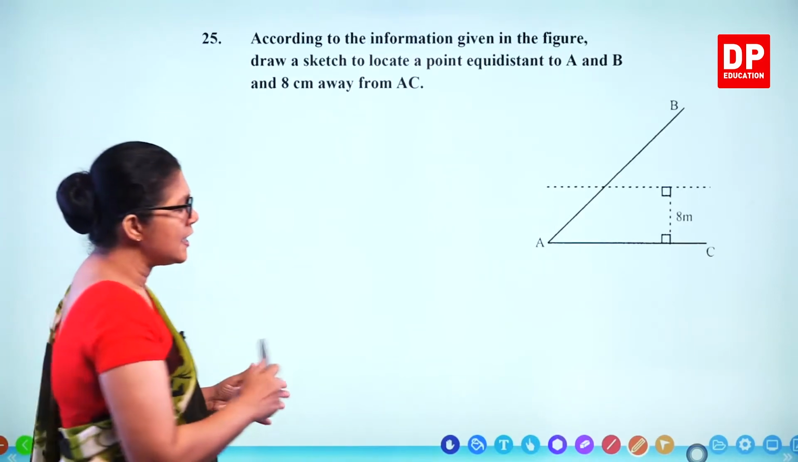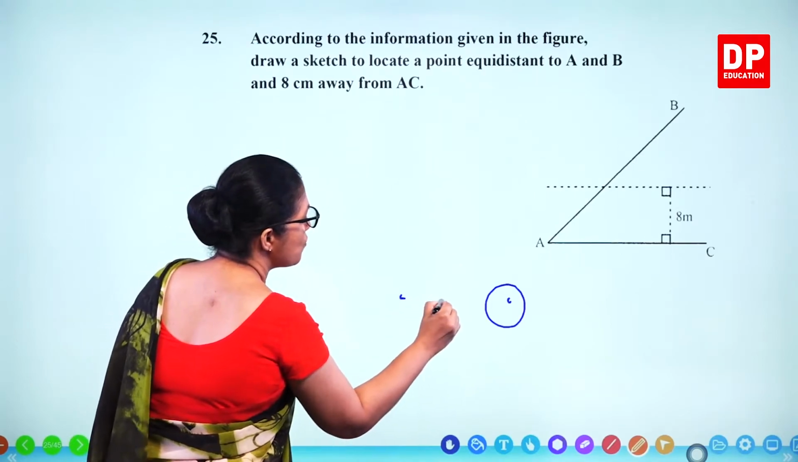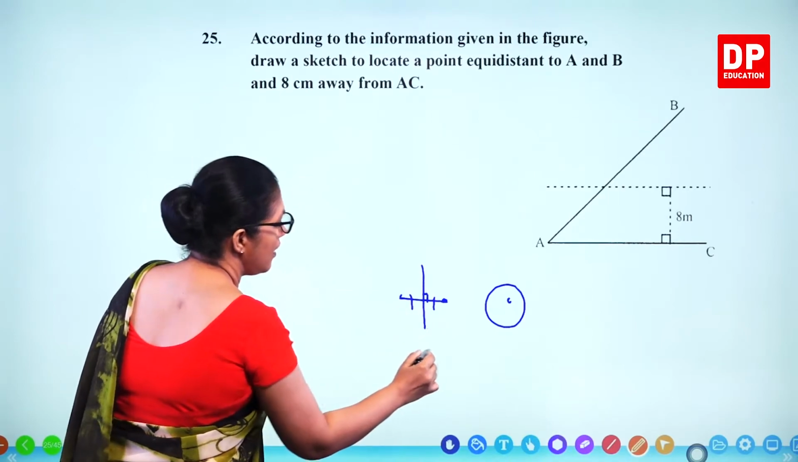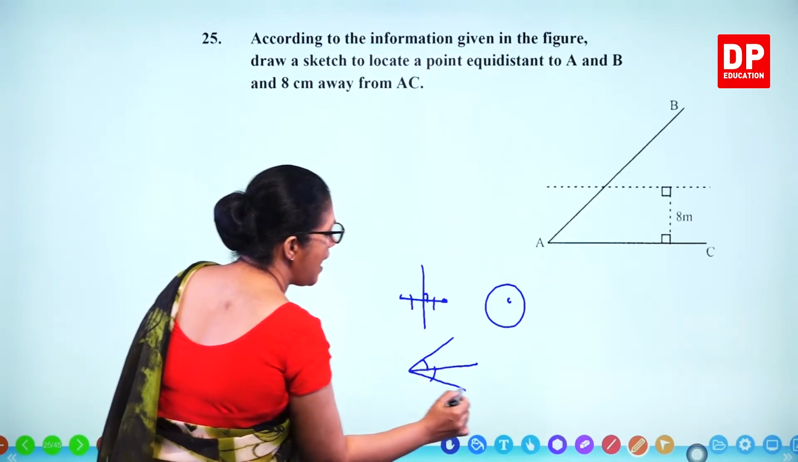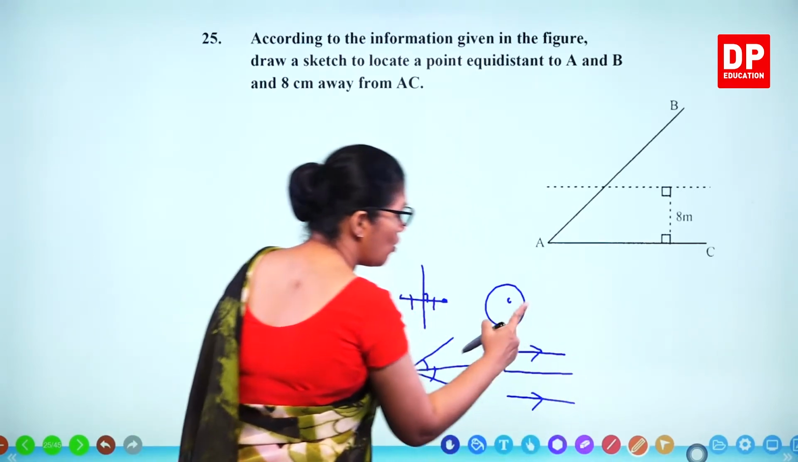Equidistance from a point is a circle. Equidistance from 2 points, perpendicular bisector. Equidistance from 2 adjacent lines, angle bisector. And equidistance from a line, you get 2 parallel lines below and above.